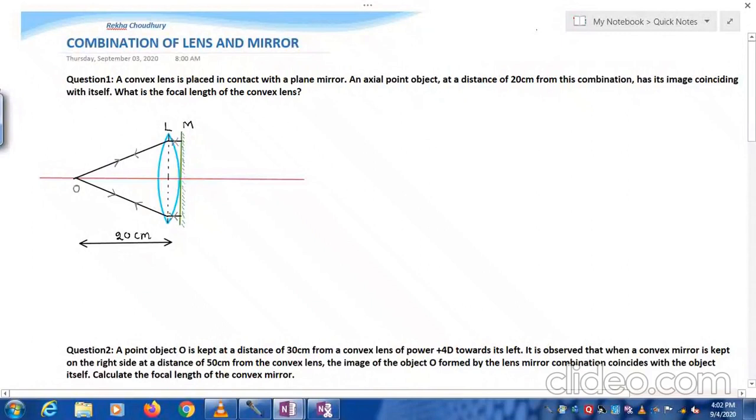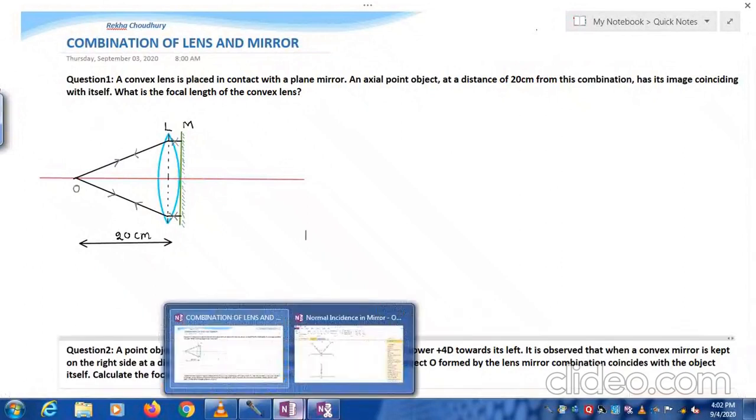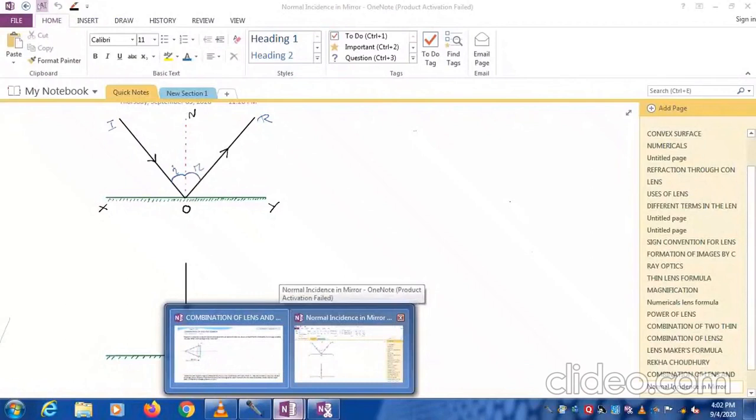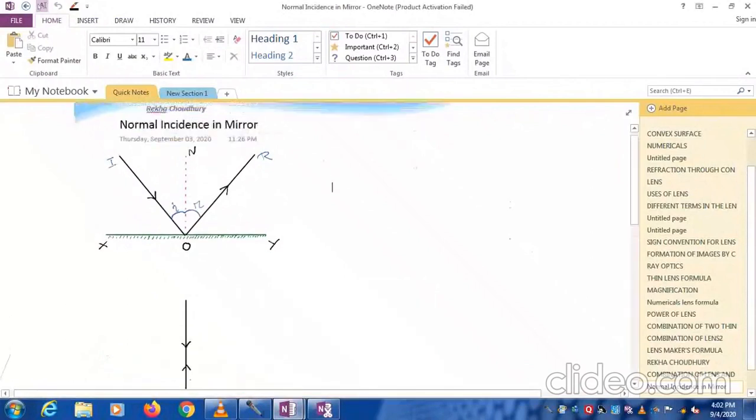Here we will solve some numericals on lens and mirror combination. Before starting these numericals, let us recall some basic concepts related to normal incidence in case of a mirror.